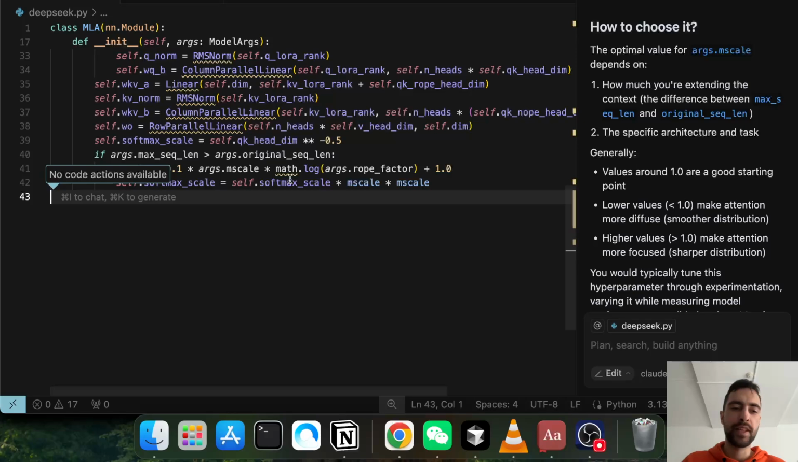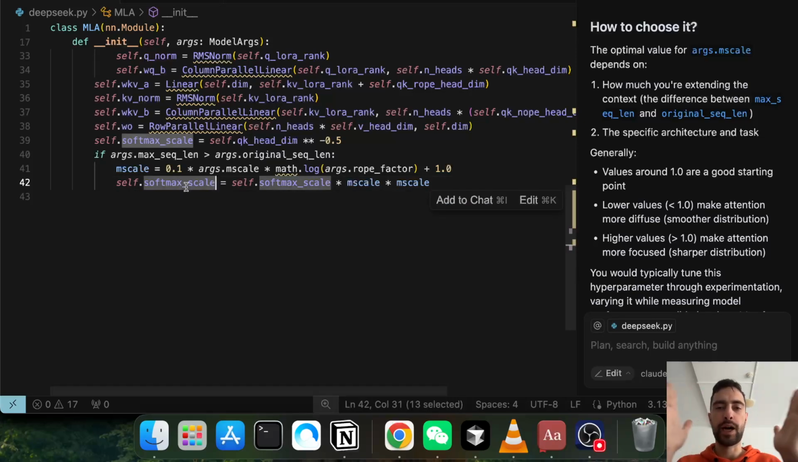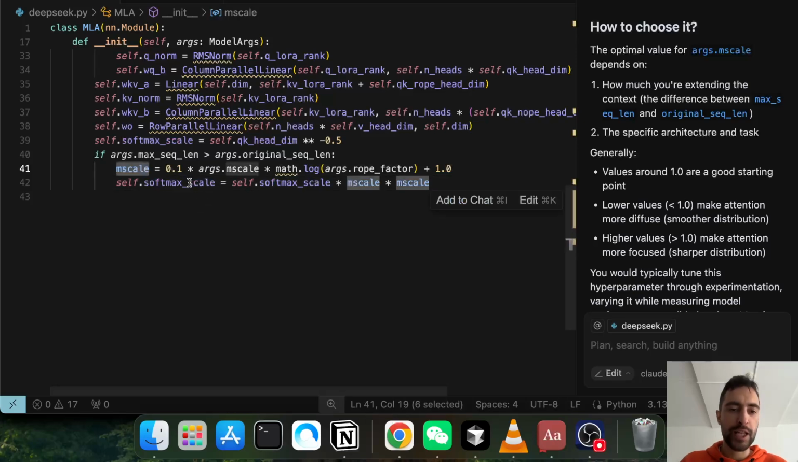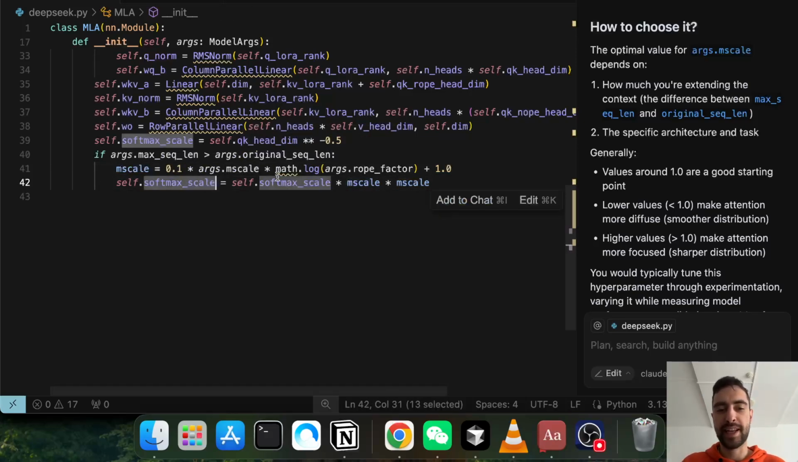I forgot to say, sorry, this variable m scale determines how much you are going to scale the softmax. So if you are scaling the context window a lot, then you want to also scale the softmax with m scale to be more peaky. To calculate m scale, if max sequence length is greater than the original sequence length, so if we scaled the context window, then we want to increase the softmax scaling as well with the m scale squared.